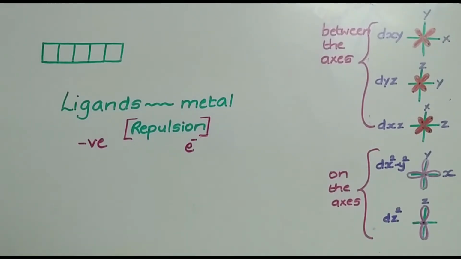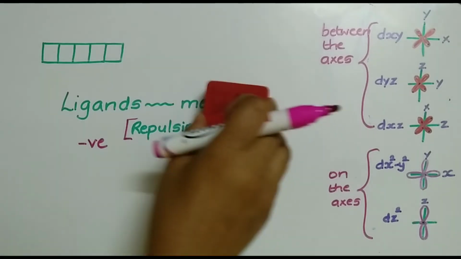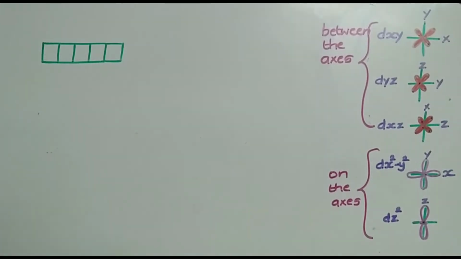Now, what you need to remember here is, when the ligands approach the central metal atom, repulsion takes place between the ligands and the electrons. So, at that time the metal's d orbital splits into 2 levels. So, let us see now what happens in the case of octahedral complexes.